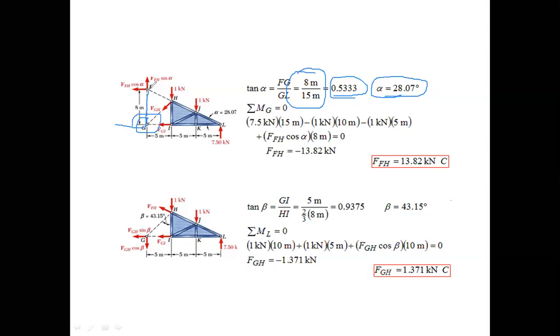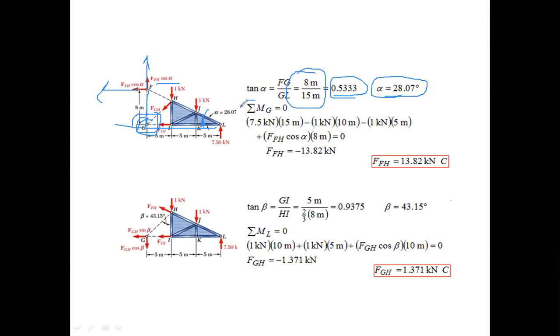Right? So at F there are two forces. One in the vertical direction, which is FH sin alpha, and FH cos alpha in the horizontal direction. That is why we need the angle. For that, FG divided by GL gives the angle alpha, which is 28.07 degree. Now taking moment about G.